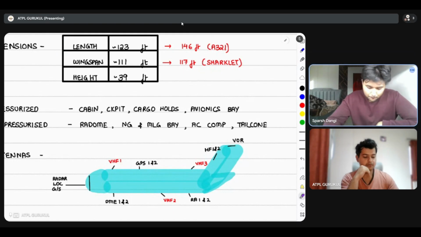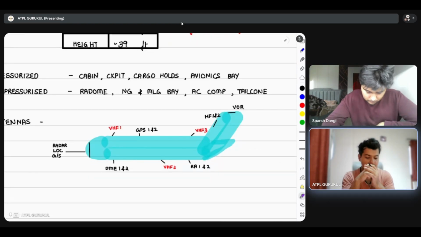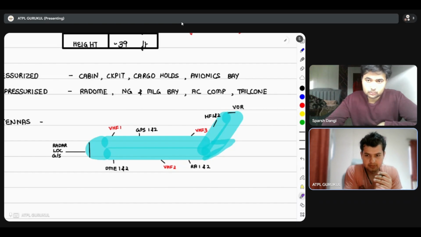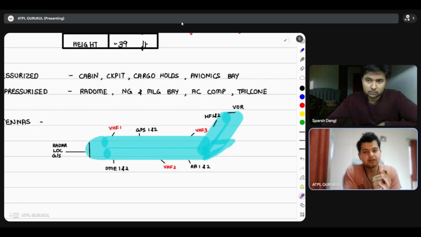Okay. So now I want you to open the FCOM and see the antennas diagram. In that antennas diagram, you need to understand any communication antenna is vertical, any navigation antenna is horizontal.